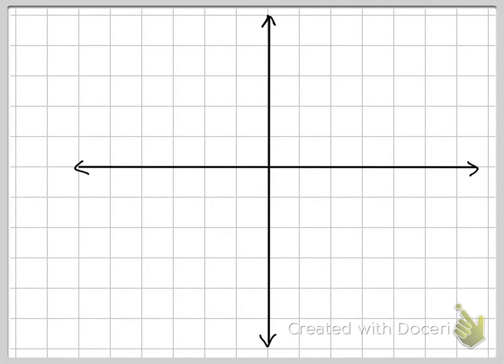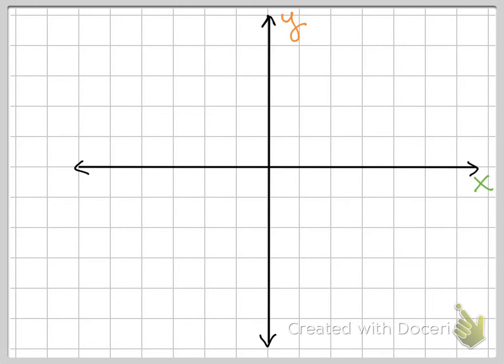Here we have another coordinate plane. We'll label the x-axis, that's our side-to-side line, and our y-axis, which is the up and down line. I always label my two axes because it makes it so I don't forget which one is which.